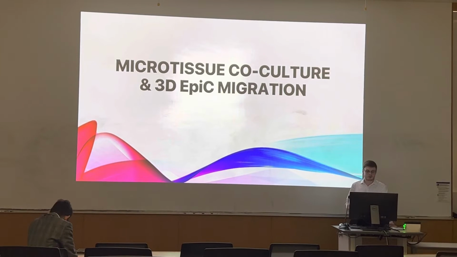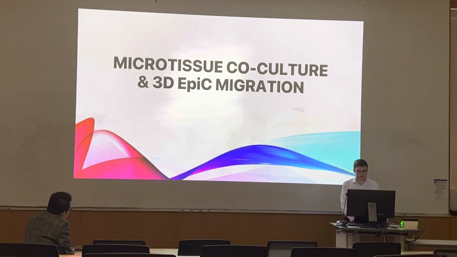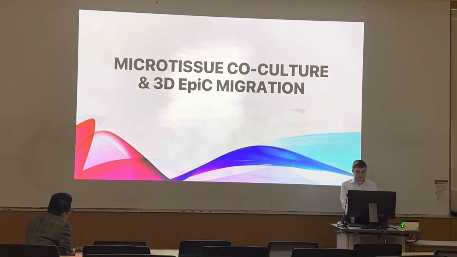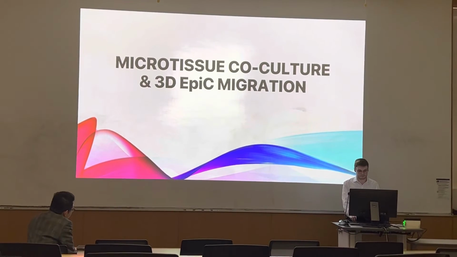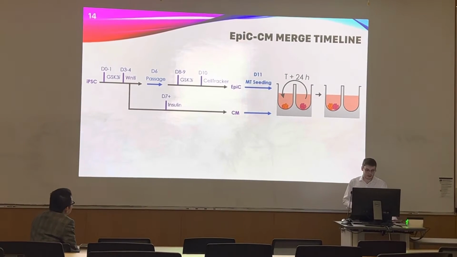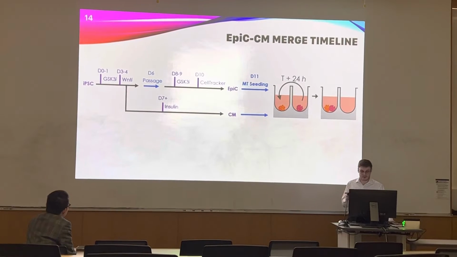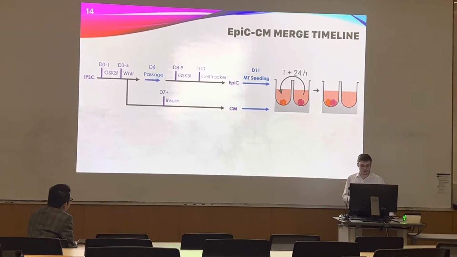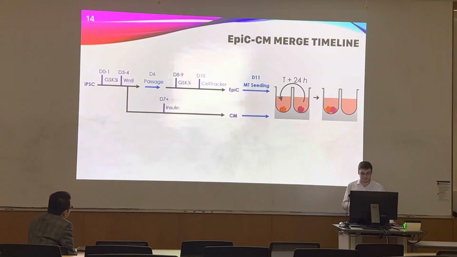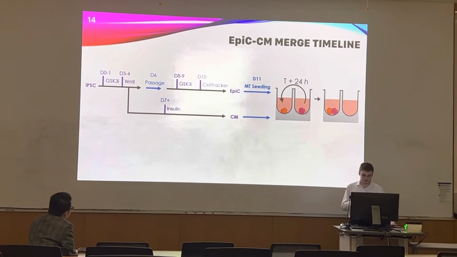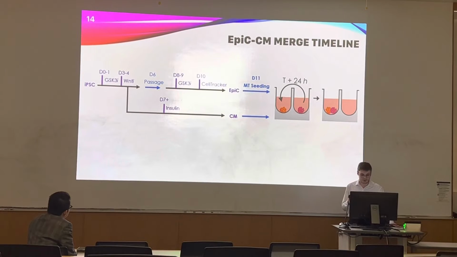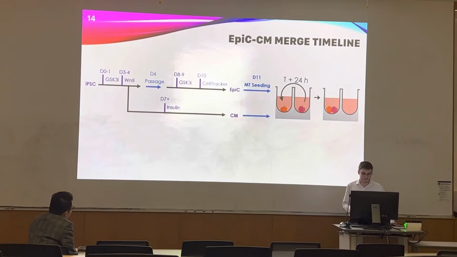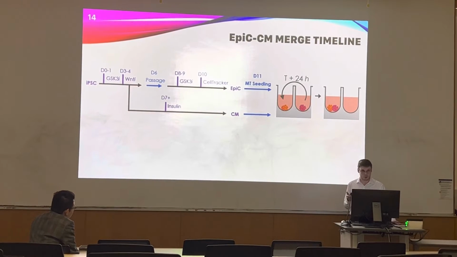Okay, so switching gears. Let's talk about what happens when EPICs and cardiomyocytes are co-cultured in 3D and how EPICs migrate in this context. What I'm doing here has a lot of moving parts, so I'm going to start with the schematic of the experiment. Up to day 11, it's mostly the same as before, but there's a few things to point out. First, at day 10, I impregnated the EPICs with CellTracker Red. This is a red fluorescent tag that allows me to tell the difference between the cell types when I bring them together. EPICs will have CellTracker, cardiomyocytes will not.